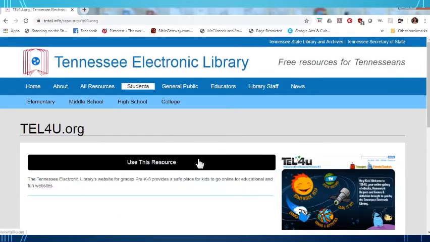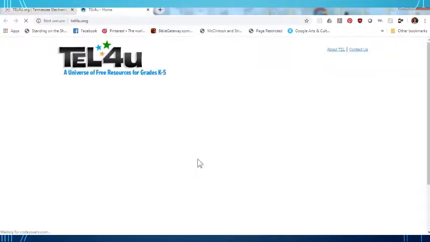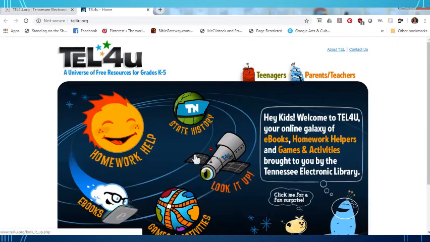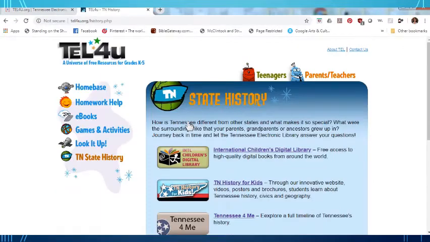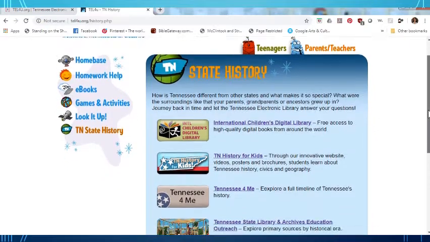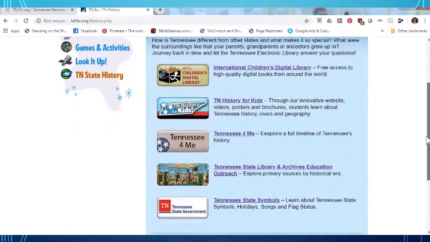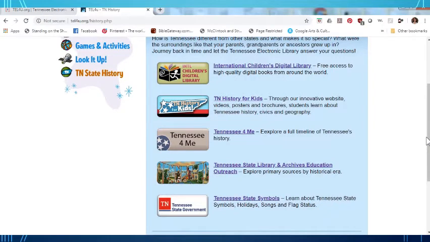We will use this resource and click Tennessee State History. This page has a lot of links to other sites. The Tennessee Electronic Library doesn't control these sites. It's just kind of gathering them together for us to get to. The first one I want to look at is Tennessee History for Kids.